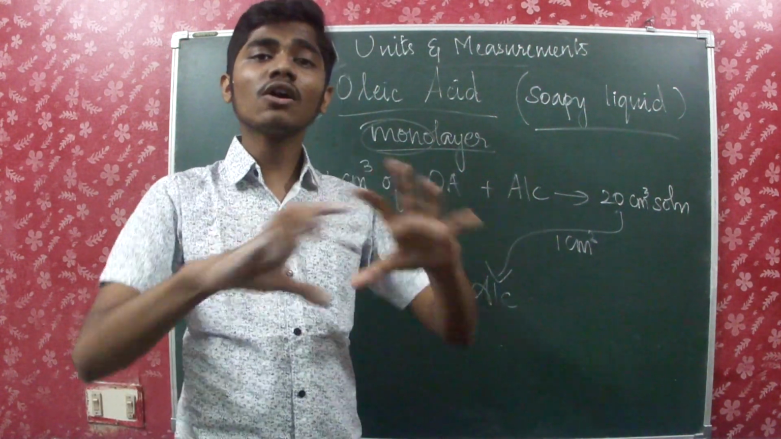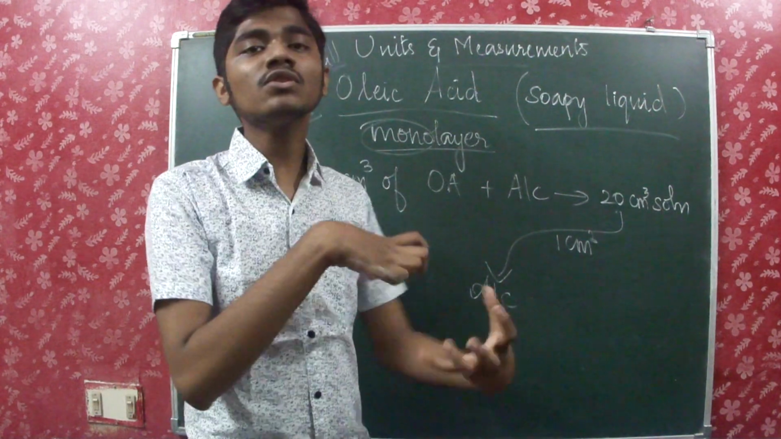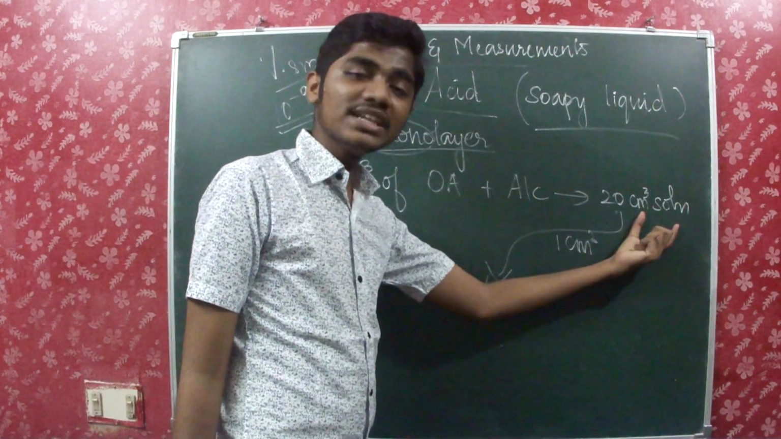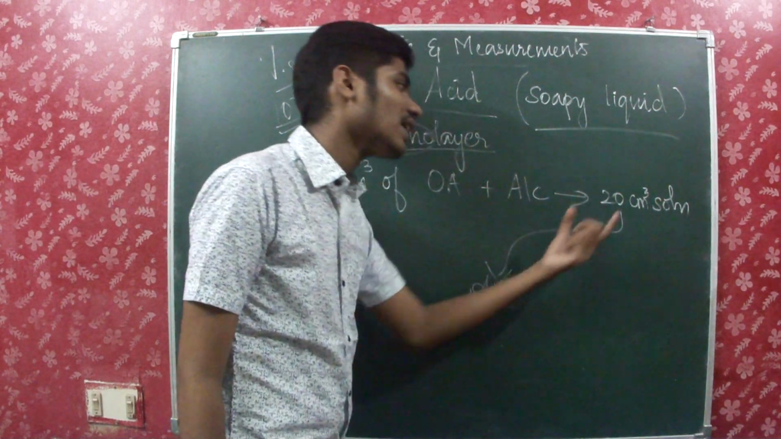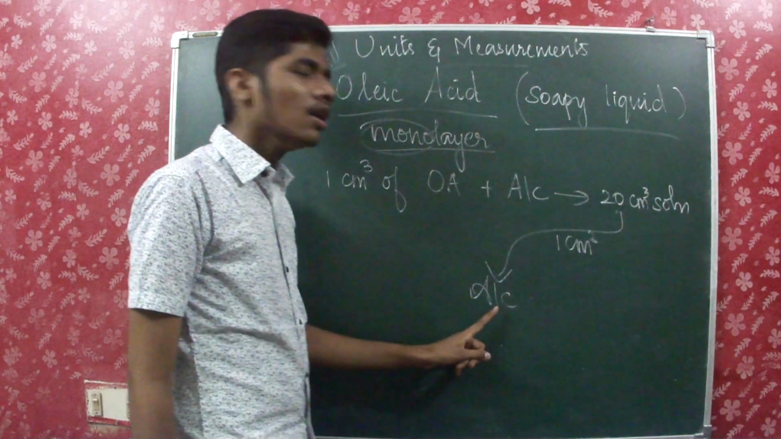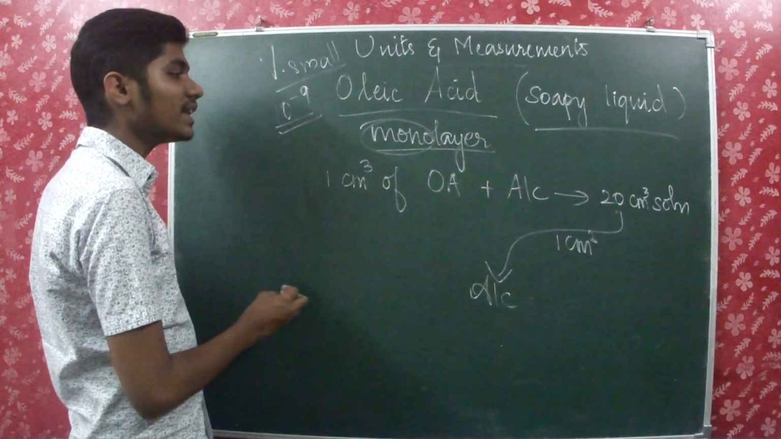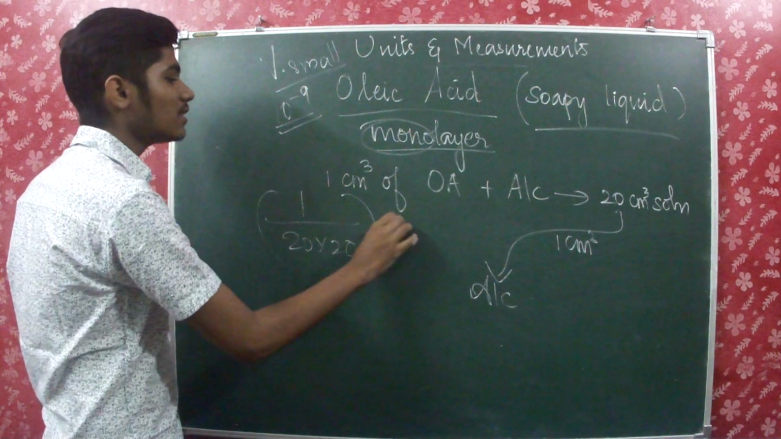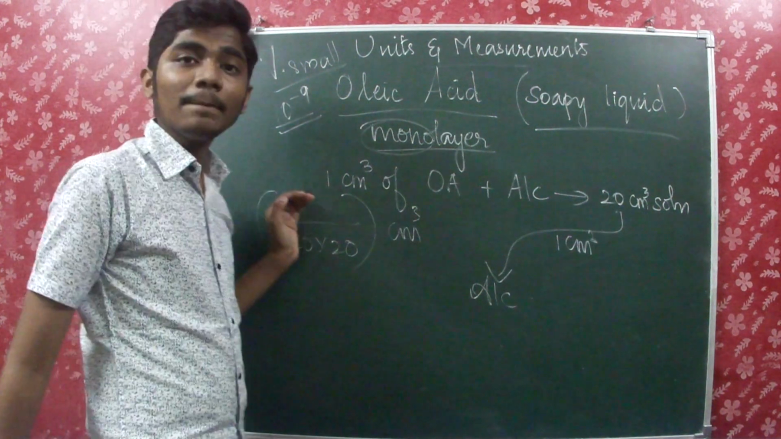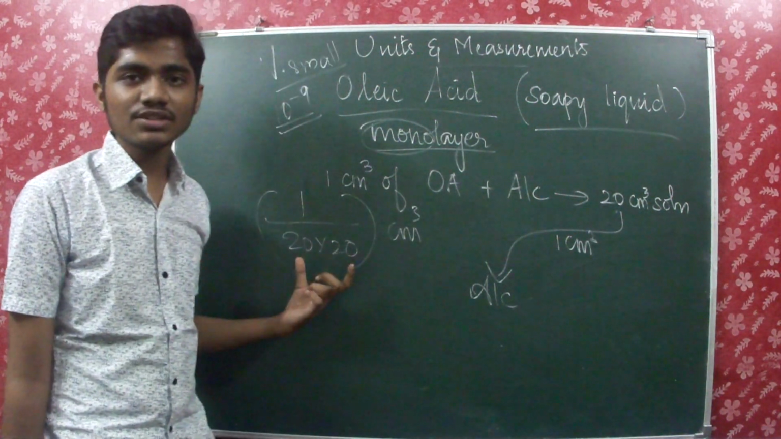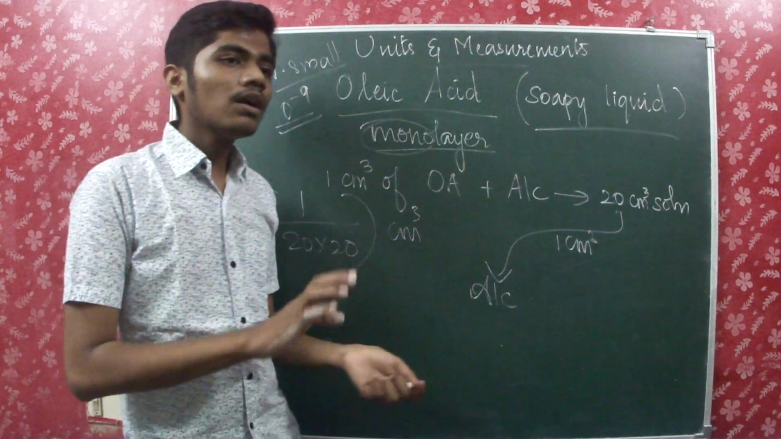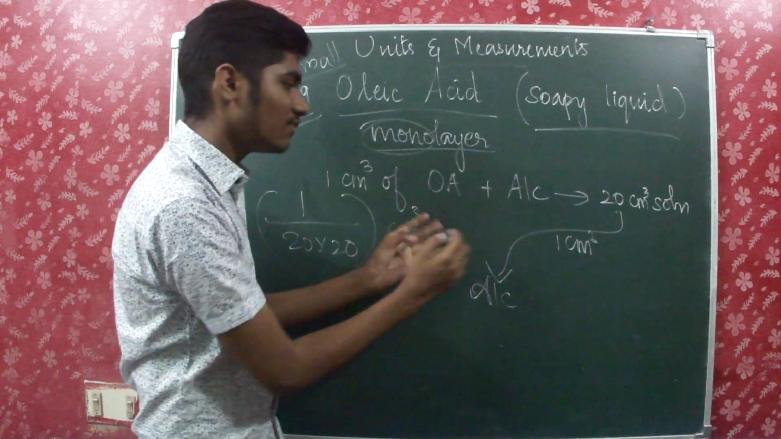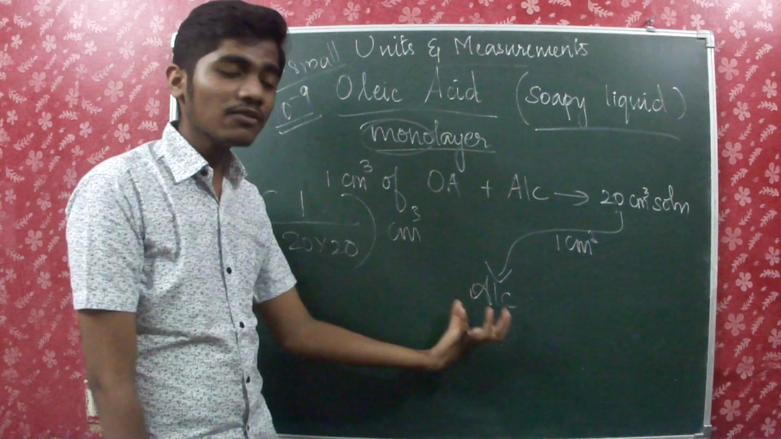So now can you predict the concentration of oleic acid in the solution? First we are adding 1 centimeter cube to alcohol and we are getting 20 centimeter cube of solution, and once again we are adding 1 centimeter cube of that solution to alcohol. So the concentration of oleic acid will be 1 by 20 into 20. Am I right? So this will be the concentration of oleic acid. So after doing this, I have taken just this kind of a solution.